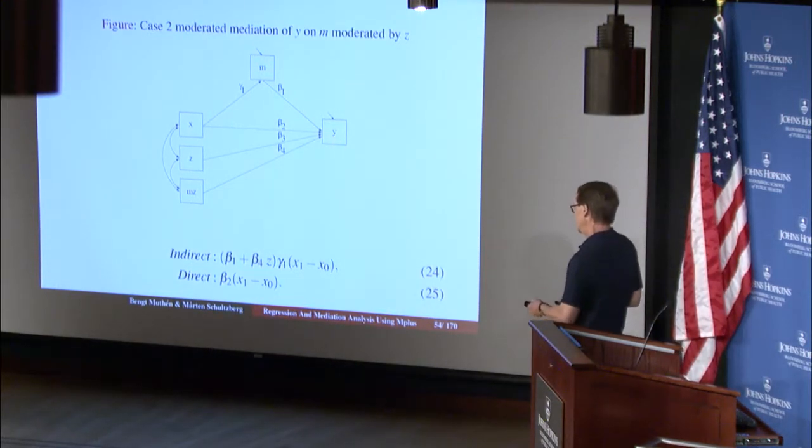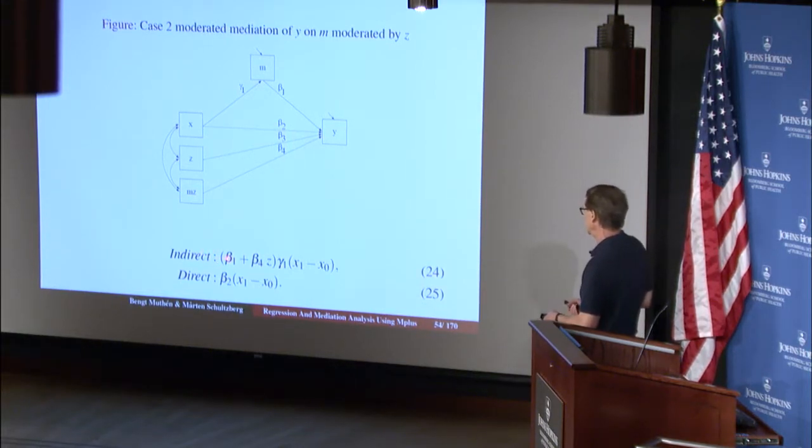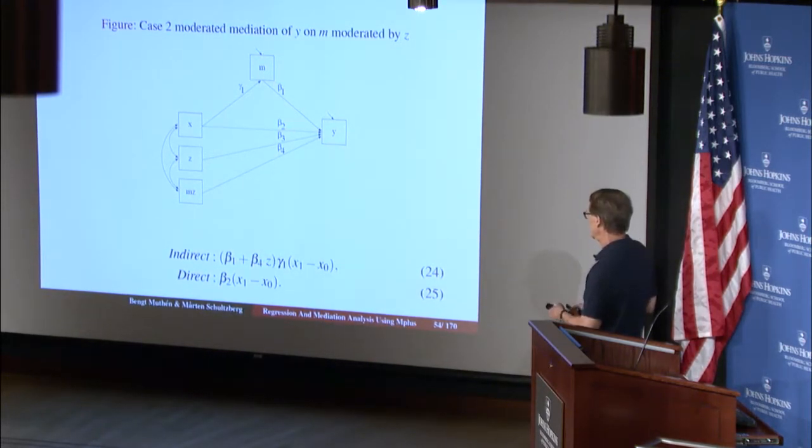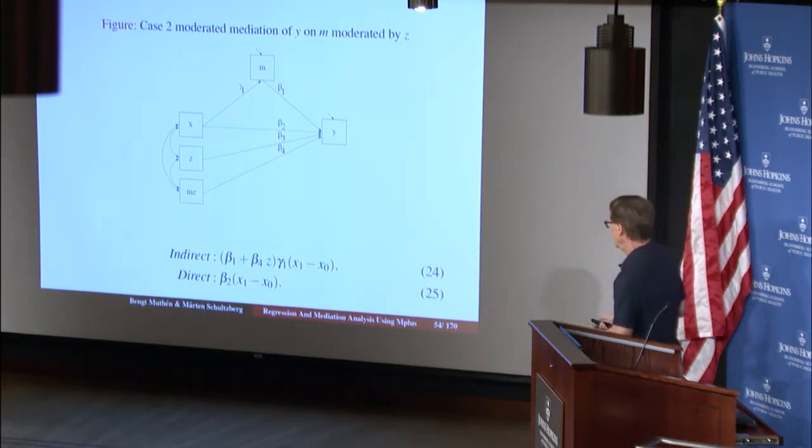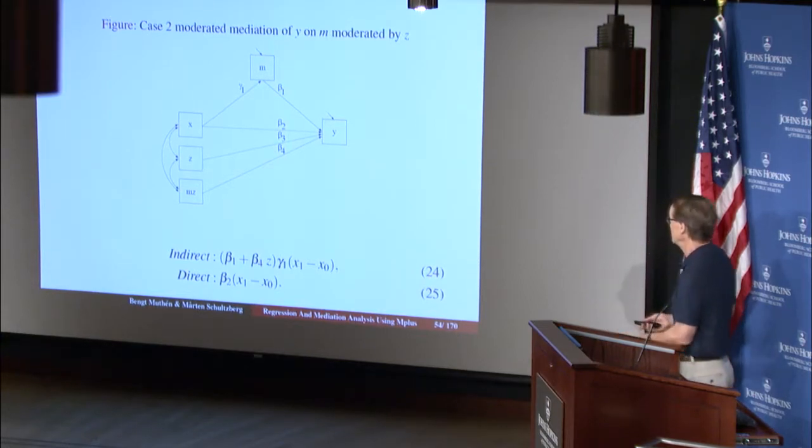And again, you see it in the indirect effect here. The indirect effect is not only beta 1 times gamma 1, but it's beta 4 times c times gamma 1. So z moderates the effect with respect to how m influences y. So that regression has a different slope depending on the z values. And still, you have the x1 minus x0 and the direct beta 2 times x1 minus x0. It's quite simple in that case.